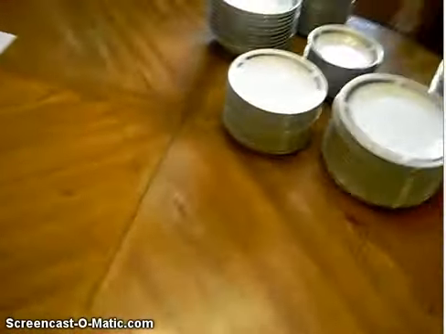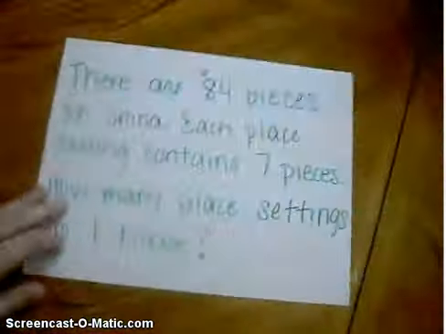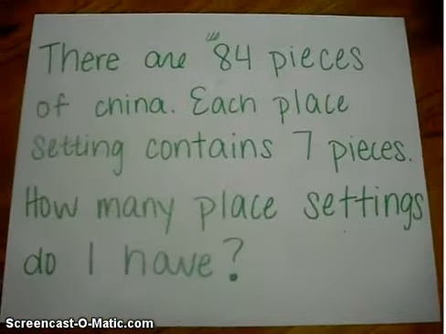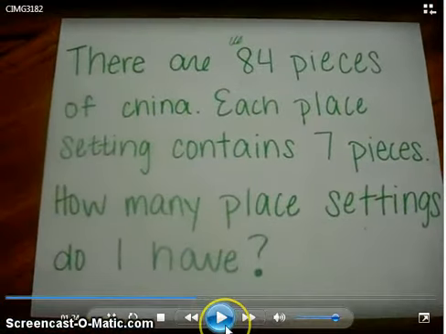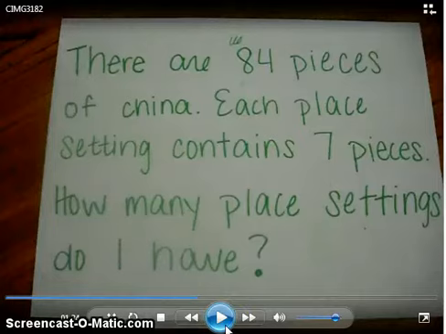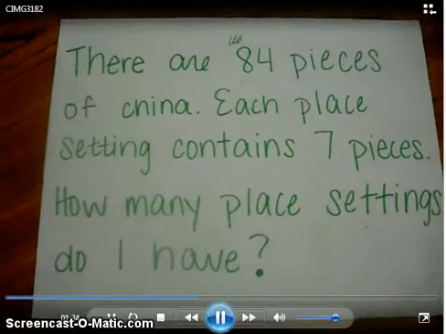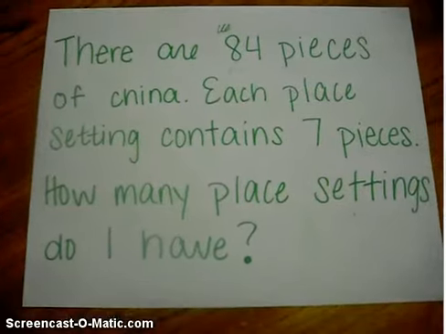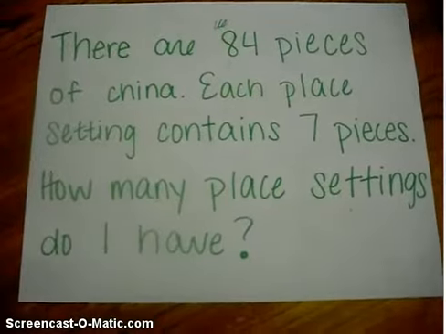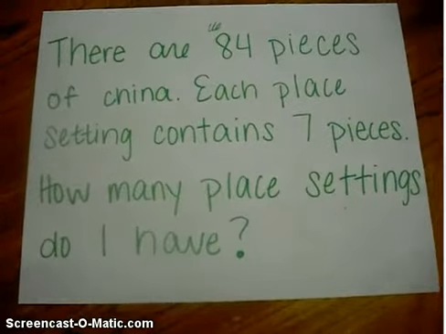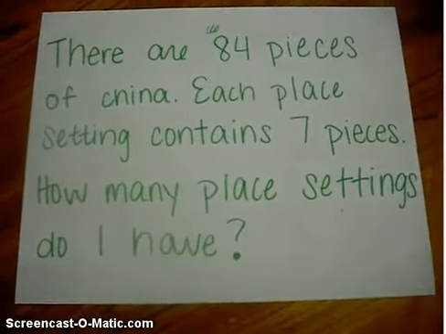So here's the problem that we need to solve today. I know I said 87 and it says 84. I meant 84, sorry. There are 84 pieces of china, and we know that each place setting contains 7 pieces. How many place settings do I have?